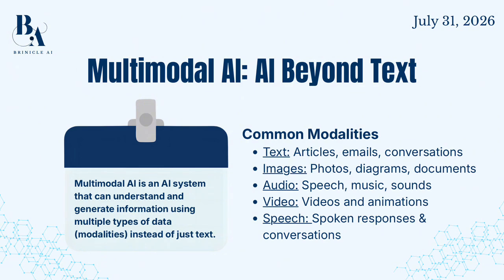Why is multimodal AI important? It understands the world more like humans, combines information from different sources, and creates more natural and useful interactions. Some real-world examples: upload a handwritten note and ask the AI to convert it into typed text. Translate a photo of a restaurant menu into another language. Upload a PDF and ask for a summary. Speak to an AI assistant and receive a spoken response. Generate an image from a text prompt.